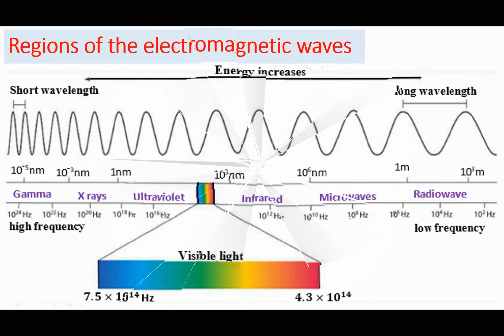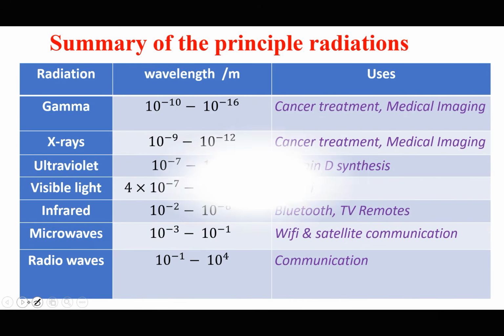In summary, this table summarizes the main principles that we need to talk about for these radiations. So gamma radiations or gamma waves, we have seen the range of the wavelengths. This is supposed to be 10 to the power of -14, not 16. Of course, some of the uses: cancer treatment, medical imaging like the PET scan, and so on and so forth.